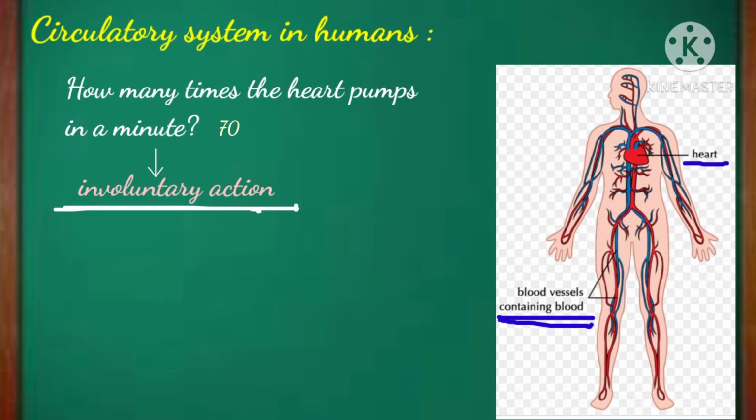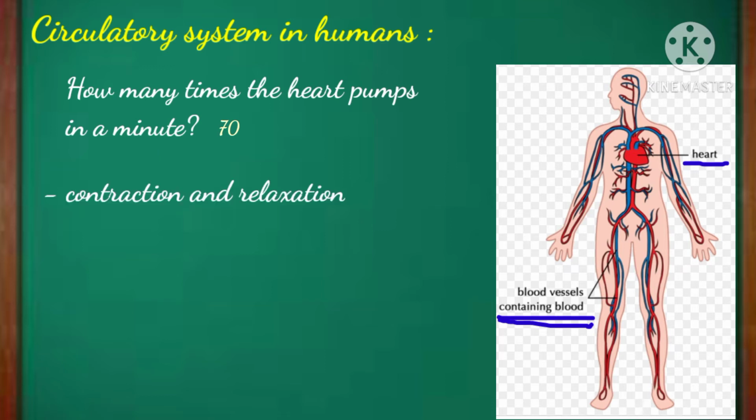So, what do you mean by involuntary action? What is the difference between voluntary and involuntary action? The muscles or organs that cannot be controlled by us are called involuntary. As the pumping of blood caused by the alternate contraction and relaxation of the heart muscles cannot be stopped by our will, it is an involuntary action.